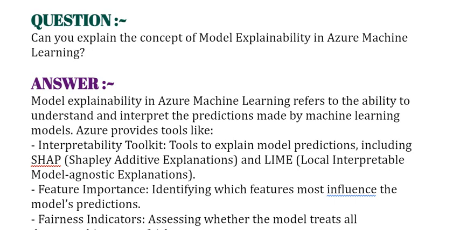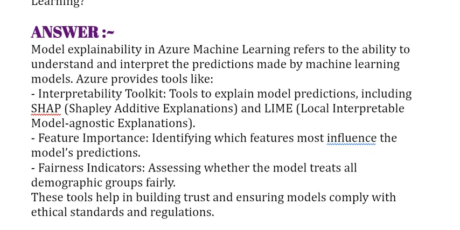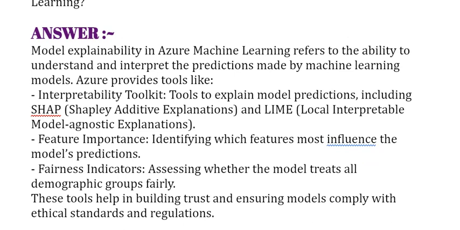Model-agnostic Explanations. Feature importance, identifying which features most influence the model prediction. Fairness indicators, assessing whether the model treats all demographic groups fairly. These tools help in building trust and ensuring models comply with ethical standards and regulations.